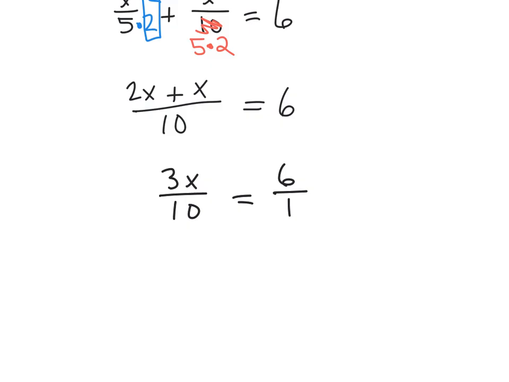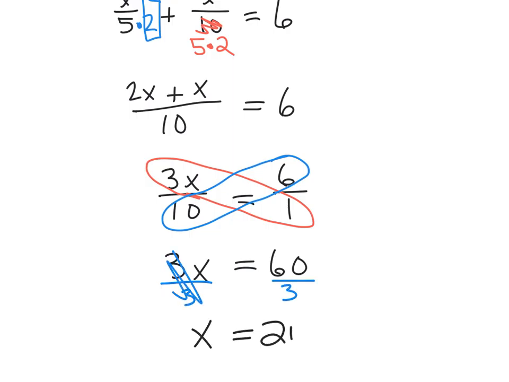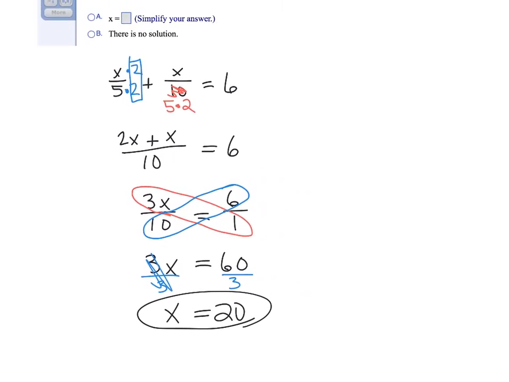So now we can use our cross products method because we have one fraction equaling another fraction. And so you end up with 3x is equal to 60. And we're going to divide both sides by 3. It makes the 3's go away, so you end up with x is equal to 20. Oh, man, that's a lot of work. That's kind of cool.